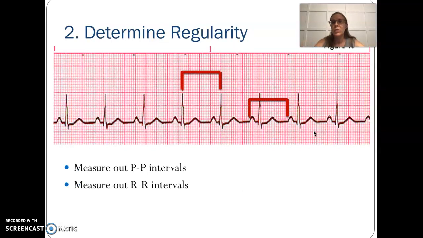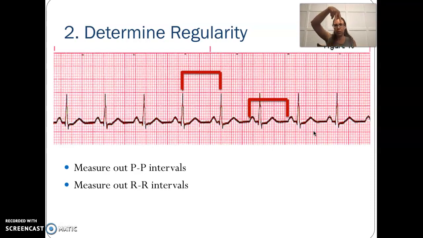Then we're going to determine if it's regular, meaning do those QRS complexes look the same distance across the strip? Do the P's look the same distance across the strip? Now your eye can trick you. So you're going to always use your calipers to do this in order to make sure that you have it correct. So you're going to pull out those calipers again.